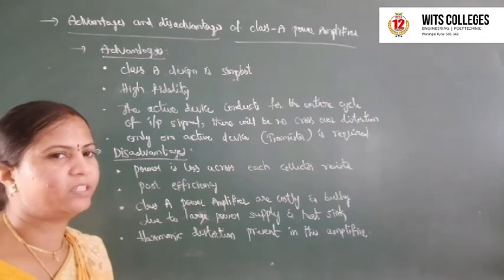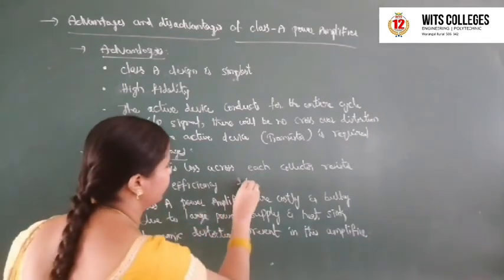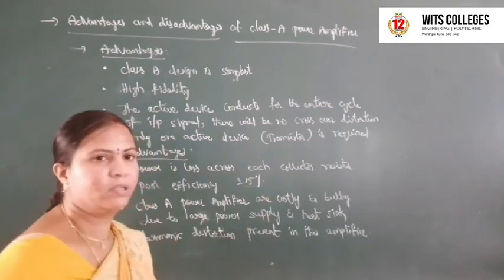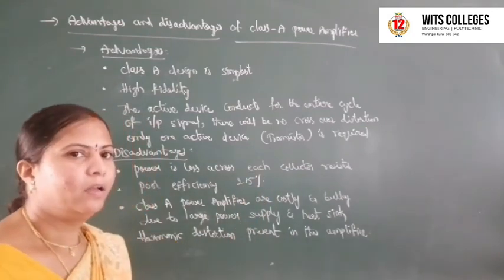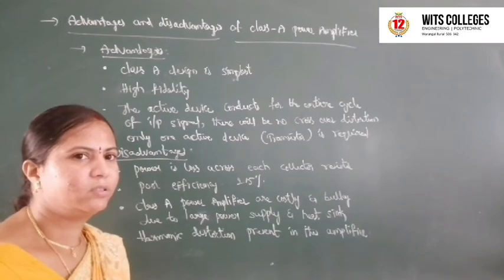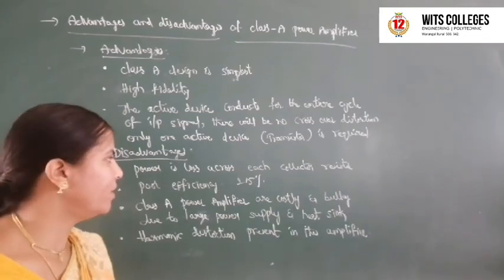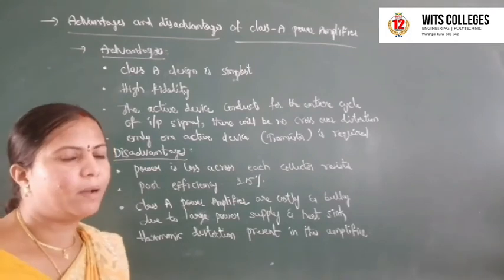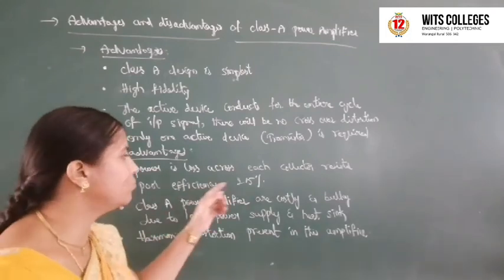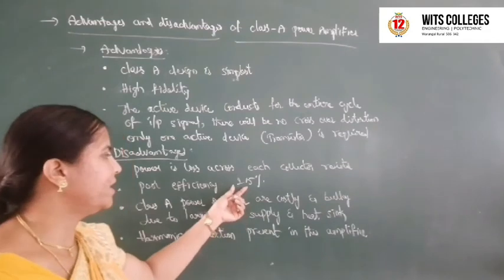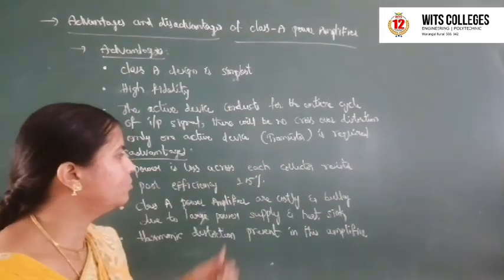Class A power amplifier has an efficiency of about 25%, because all the devices in a class A power amplifier use one complete cycle, so the efficiency is decreased. It is a very small amount of efficiency, about 25%.